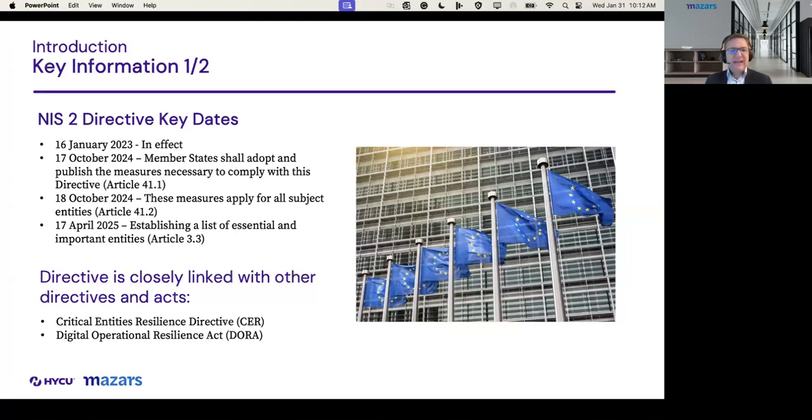Then 18 October, a day after, all these measures apply for all the subject entities. But there's an interesting catch, because we also have a date of 17 April 2025, half a year later, where all the countries need to establish a list of essential and important entities. So basically, we're just going to figure out who these subjects are half a year later. Why is that? This is due to a transition period, because this directive introduces a lot of new requirements for subject entities. So they wanted to give a little grace time. However, within this time, this is also the directive that will require self-recognition. So basically, companies will have to self-recognize.